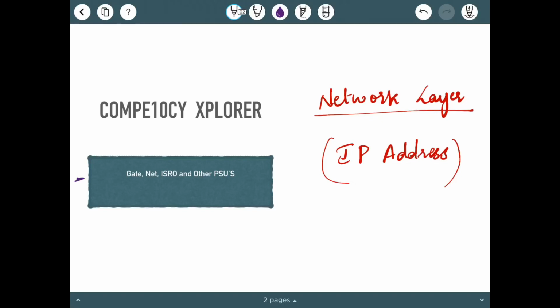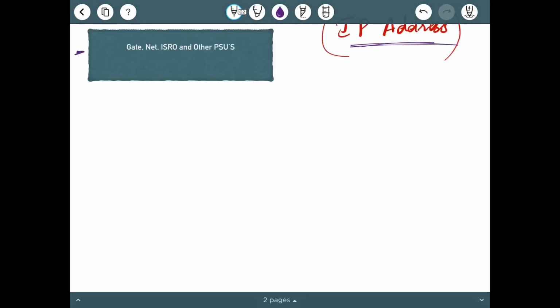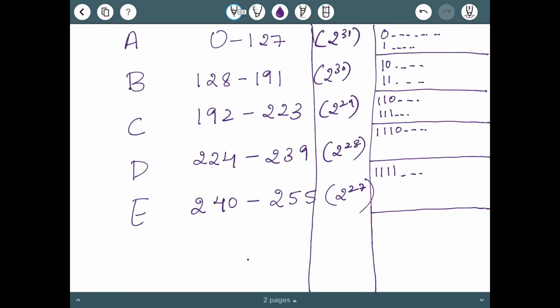Here today we'll be discussing the IP addresses. Okay, IP addresses. In the last session we discussed what an IP address is. So here let us discuss what classes of IP addresses we have. We actually have 5 classes: A, B, C, D, and E.